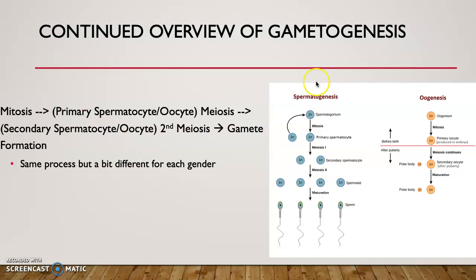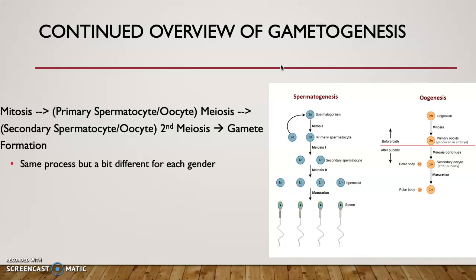And this is a continued overview of gametogenesis. We'll be talking about the actual process of it. And the first bullet point tells us the whole overview of the process, but I just want to say that for each gender there are different steps. There are specific steps for each gender.